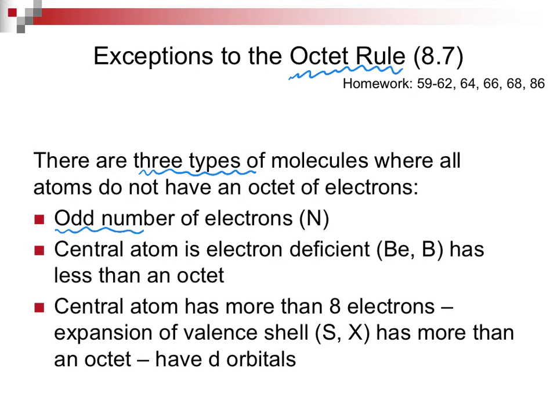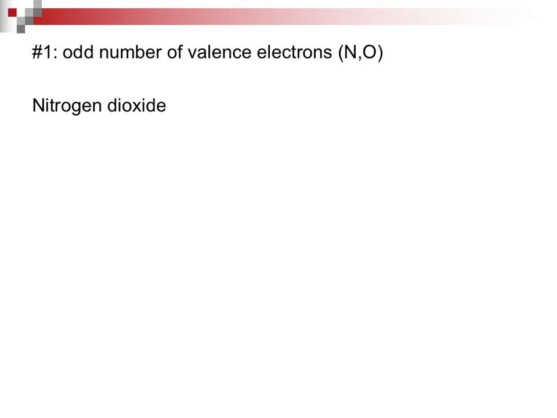One of them is when they have an odd number. Another is when the central atom is electron deficient. And the third is when the central atom has more than 8 electrons. So again, we're modifying something that was originally found because they studied more. They found there were exceptions. I have an example for each.